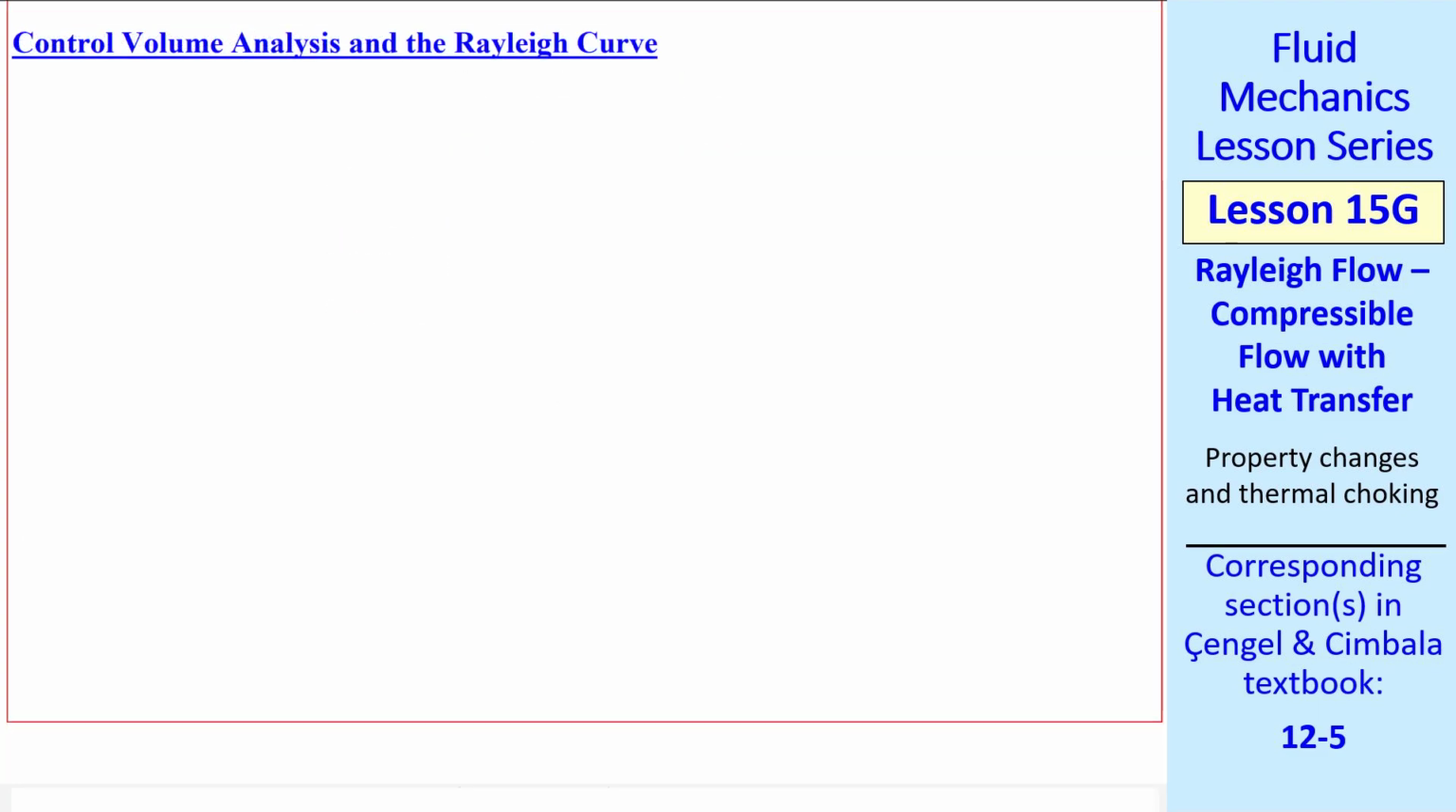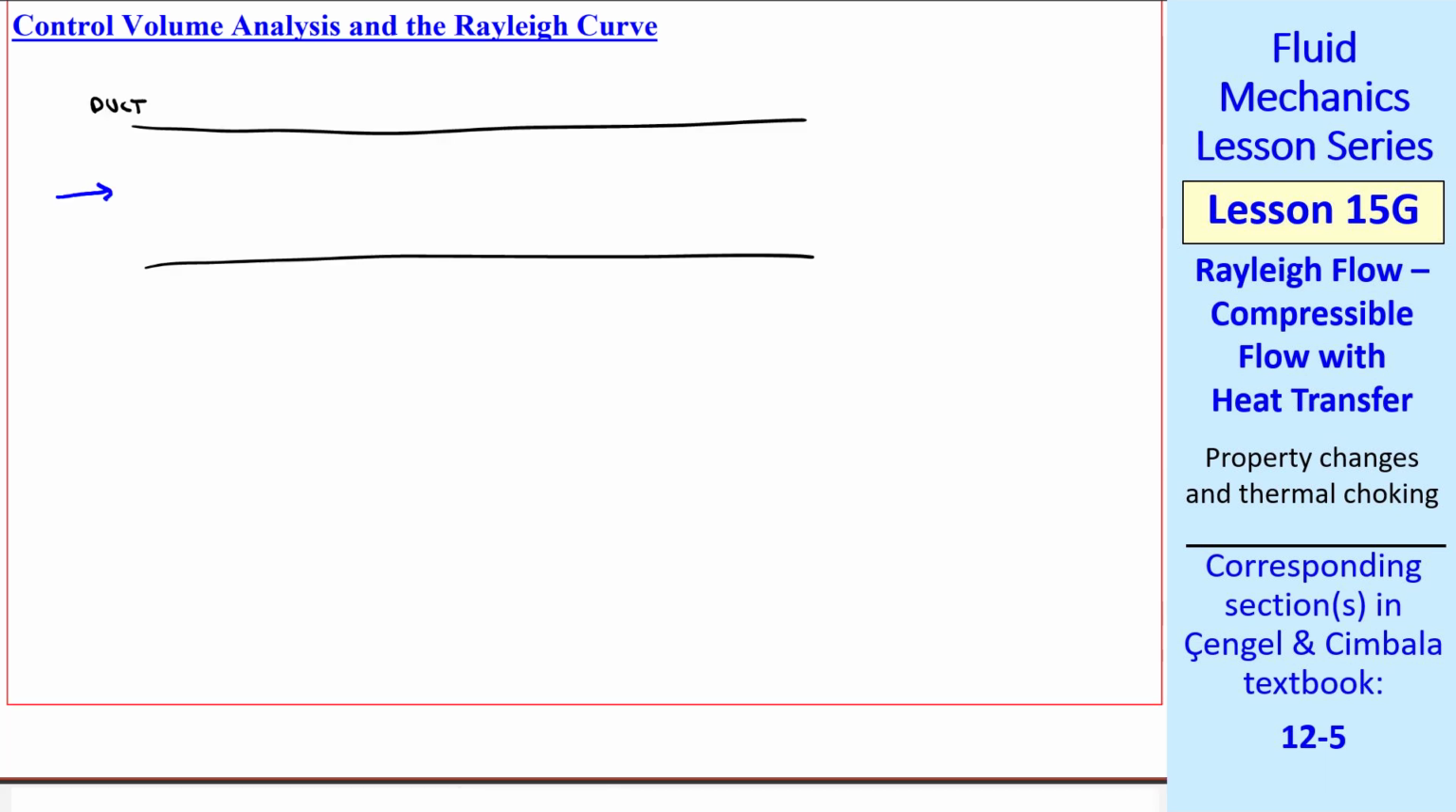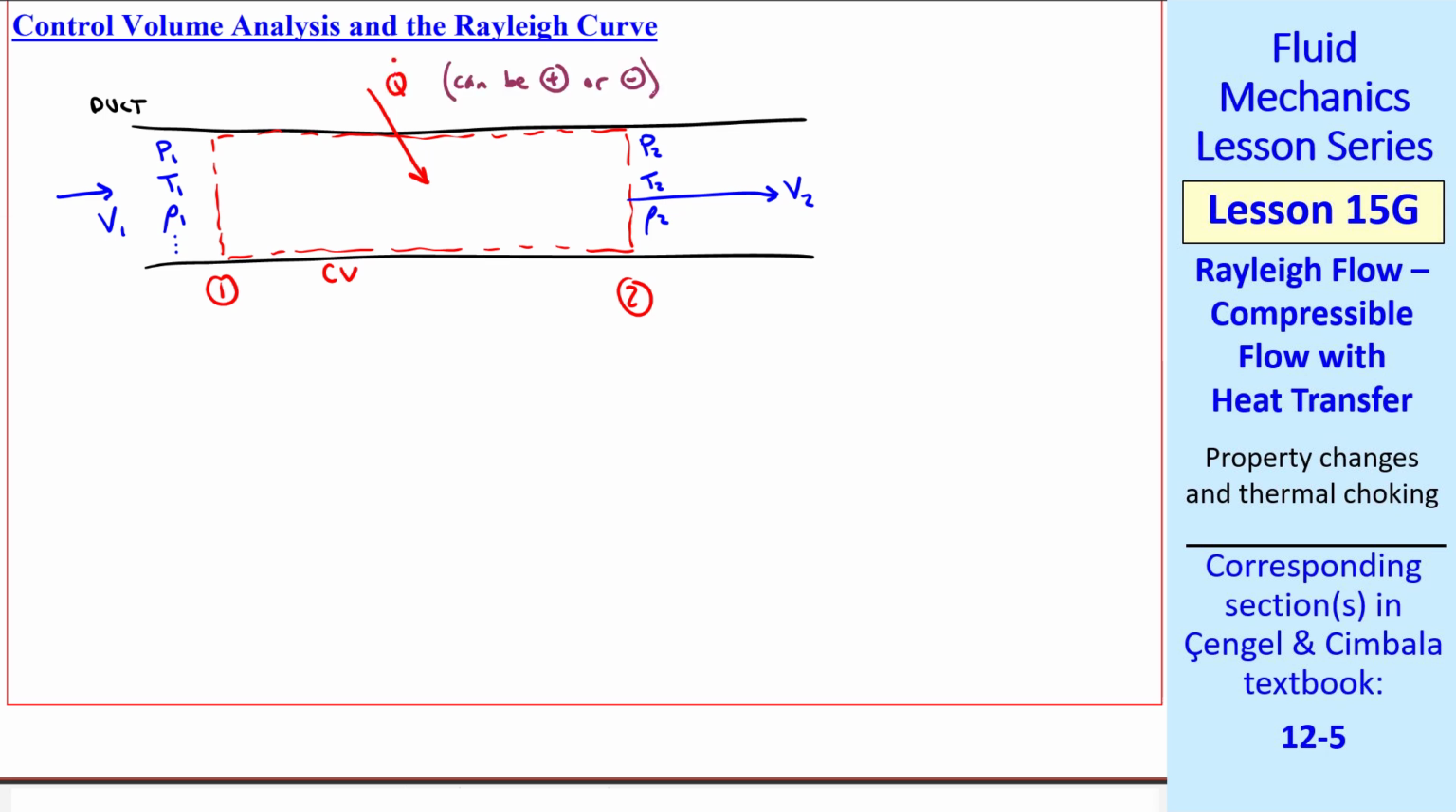We'll start our analysis with a control volume. Here's our duct with flow from left to right, and we pick some control volume from location 1 along the inside of the duct to a downstream location 2. The gas properties at 1 are P1, T1, ρ1, V1, the speed, etc. Similarly at the outlet with subscripts 2 instead. Here you can see that the flow is accelerating. The acceleration is caused by heat transfer into the gas. As I mentioned, Q dot can be positive or negative. Most of our work will involve positive heat transfer into the gas.